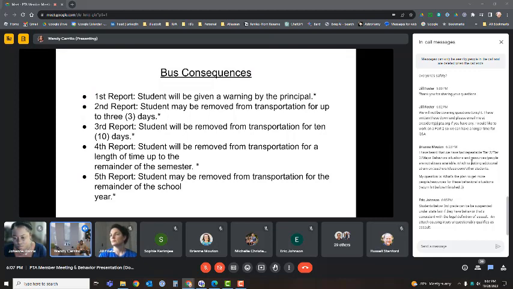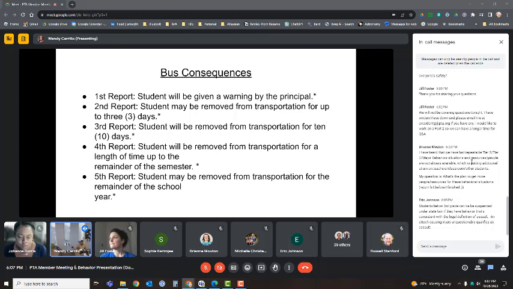One part of it is just going over the consequences too, and this is something that we wanted to share. Within the first report, the student is given a warning by the principal, and the report usually comes with footage from the bus and a referral from the bus driver. From there, once we see what was going on, if there's a second incident on the bus, they are removed from transportation for 3 days. Then it escalates for the third report to 10 days. The fourth report is that the student gets removed from the bus for the rest of the semester. And the fifth one is that they lose their riding privileges for the remainder of the year.